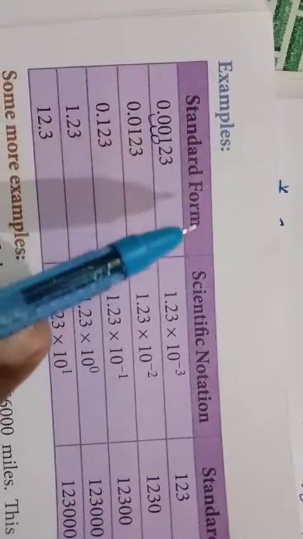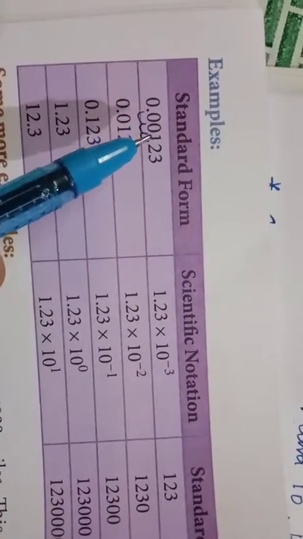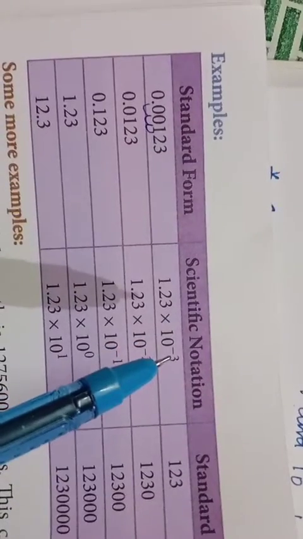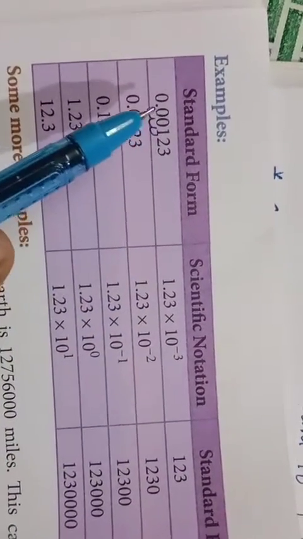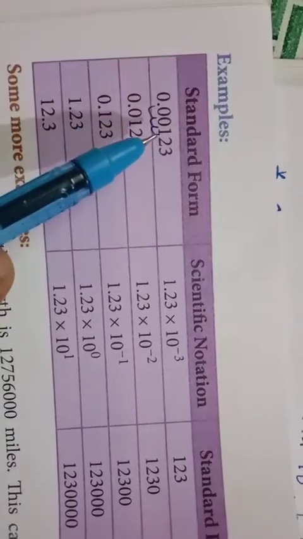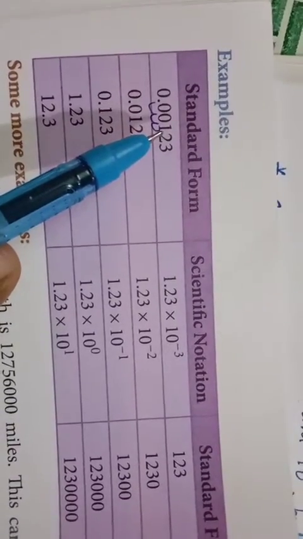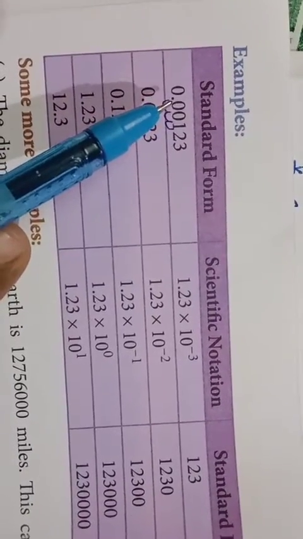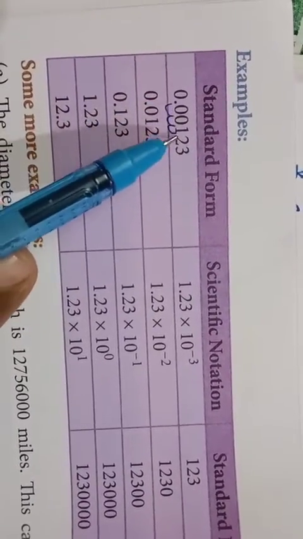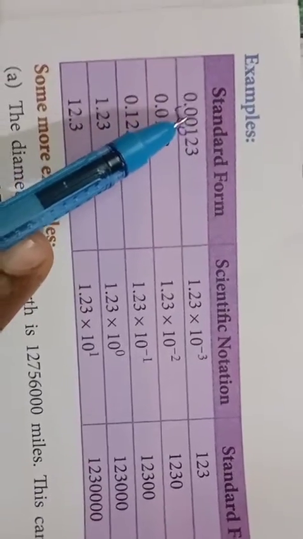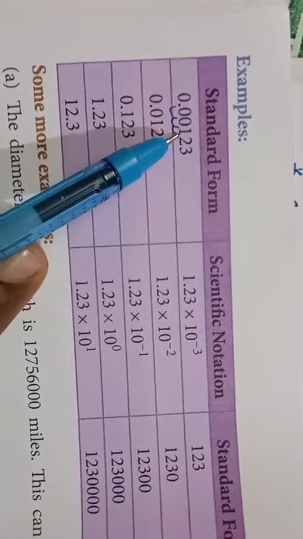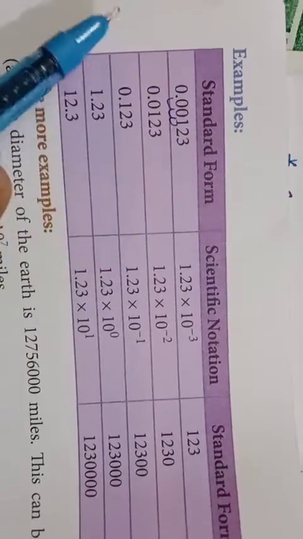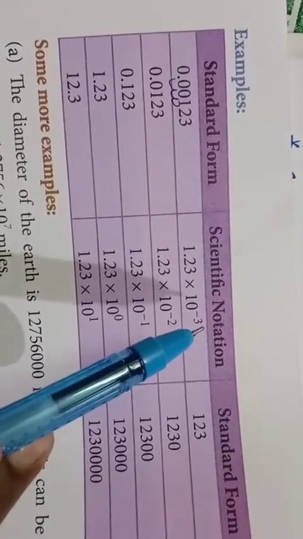See this example. The standard form given is 0.00123. How do you convert it to scientific notation? The decimal point is here. We need one integral part and the remaining as the decimal part. So the decimal point has to move here. How many steps? 1, 2, 3. So it moves 3 steps towards the right side, so it is a negative power, 10 power minus 3.